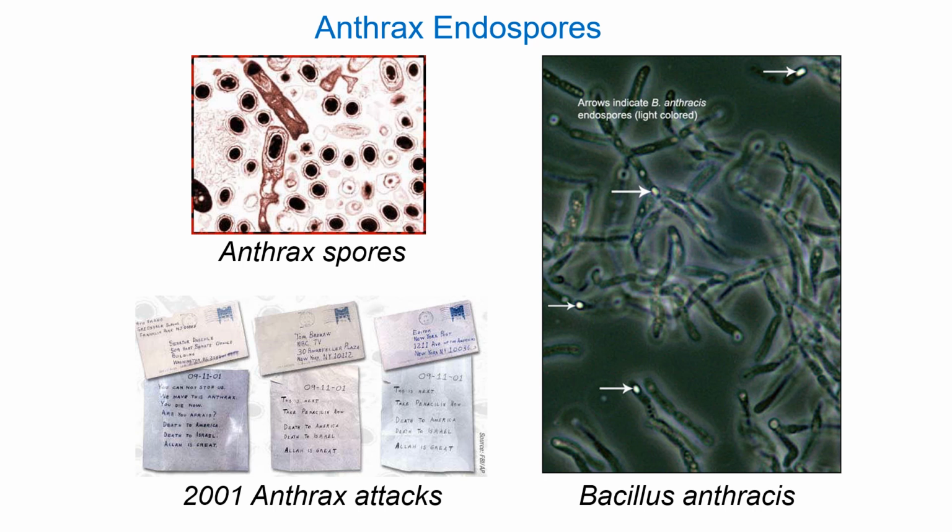Anthrax is a gram-positive bacterium that can make these very, very resistant endospores. A lot of people don't realize this, but back in 2001, when we had the 9/11 attacks in New York, there were also a number of tainted letters that were sent to politicians. These letters contained anthrax spores. And in fact, several people were killed by these anthrax spores. You can see in the photograph on the right, we have Bacillus anthracis. This is what causes anthrax. And the arrows are picking out these very, very resistant endospores.